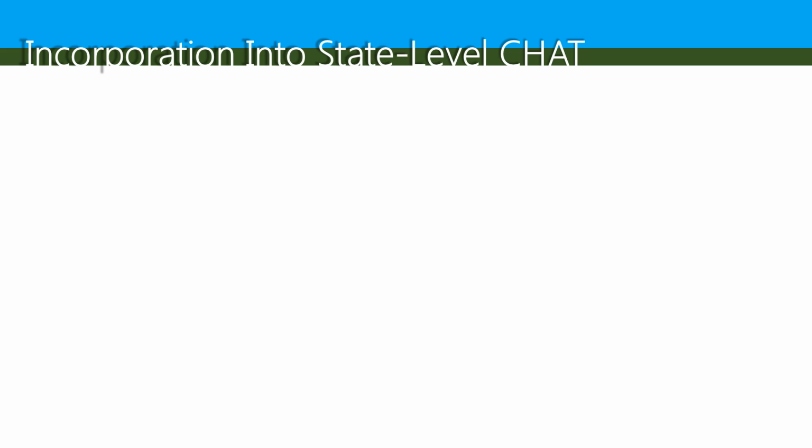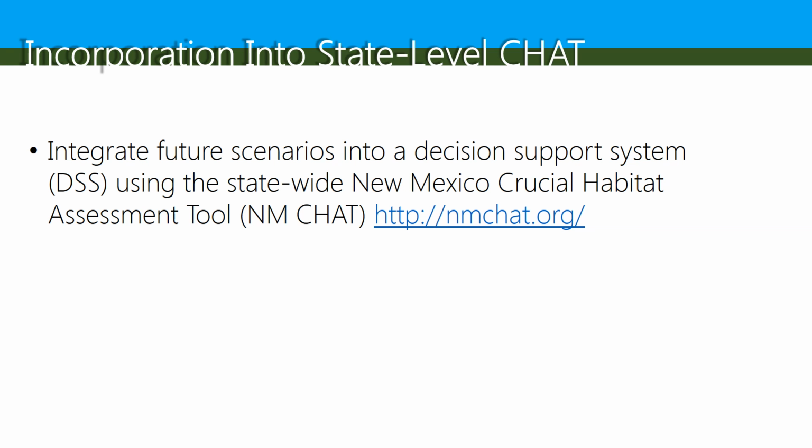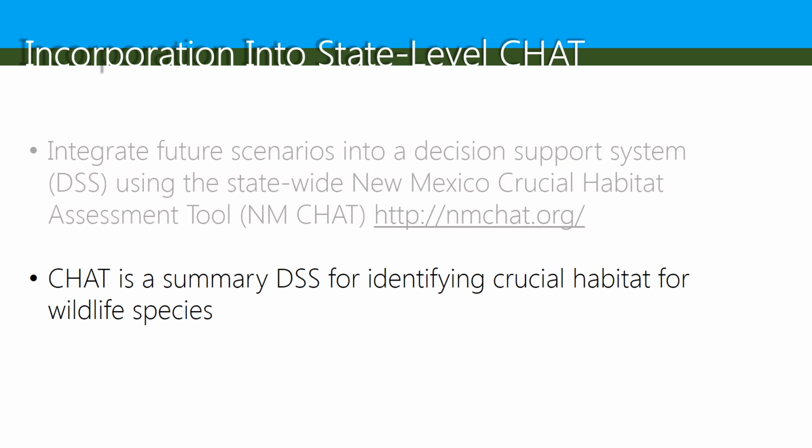For the final step of this research, we incorporated our results to the state-level CHAT. So we integrated our projected future scenarios into a decision support system, or a DSS, using the statewide New Mexico Crucial Habitat Assessment Tool, or the NM CHAT. You can check how the CHAT looks like by visiting the link provided. And what is a CHAT? CHAT is a summary DSS that's used for identifying crucial habitat for wildlife species.